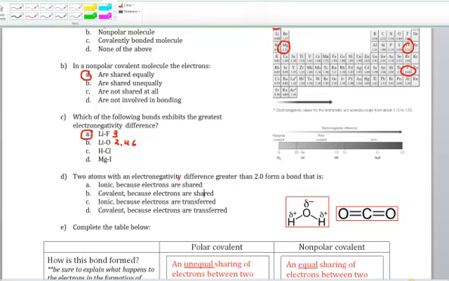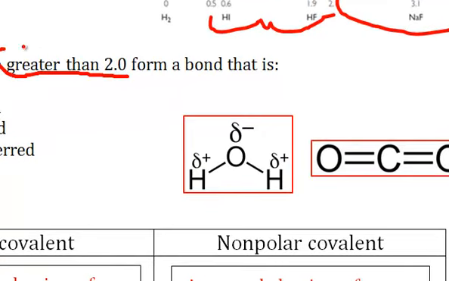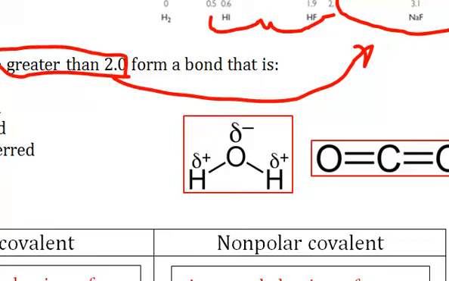Two atoms with an electronegativity difference greater than 2.0 form a bond that is what? Well, that refers to this table here. Electronegativity difference tells us what kind of bond. If the difference is greater than 2, or 2.1, we're going to be in the ionic range. If it's between 0.5 and 2.0, it's going to be polar covalent. If it's less than 0.5, it's going to be nonpolar covalent. So this LiF would be ionic because it's greater than 2.0, right in the ionic range.